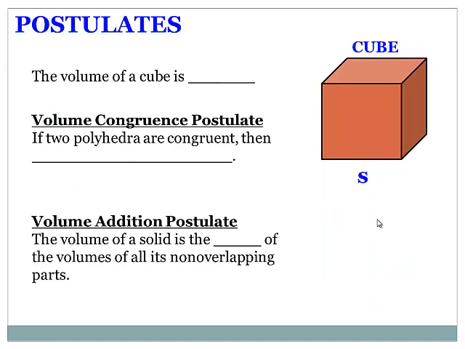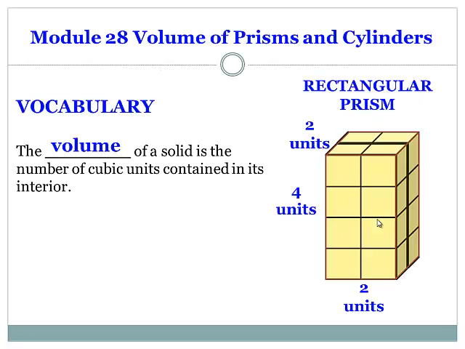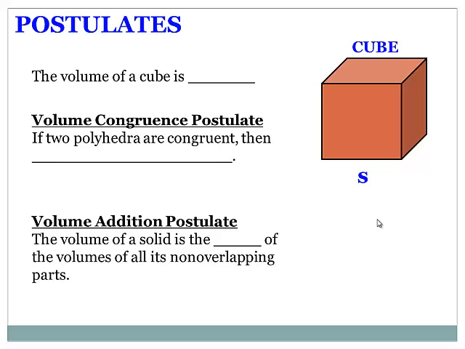So, a couple postulates. The volume of a cube, we had a rectangular prism back here, very similar, only in a cube the length, width, and the thickness in the third dimension are all the same. So the volume of a cube is going to be the side length cubed. We have a volume congruence postulate. If two polyhedra are congruent, that means that they are going to have the same volume, and you can actually prove that by the transitive property.